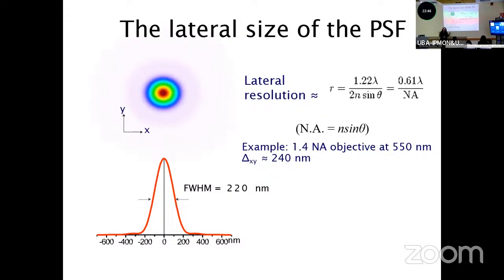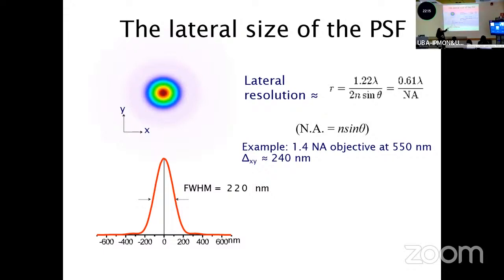Where is that n sine theta coming from? It's actually coming from the objective lens. So how is the lens focusing, at what given angle? If it's focused like this, or if it's focused like this, the more it focuses, so the higher the numerical aperture of the lens, the better the point spread function, because it's proportional to the lateral resolution.